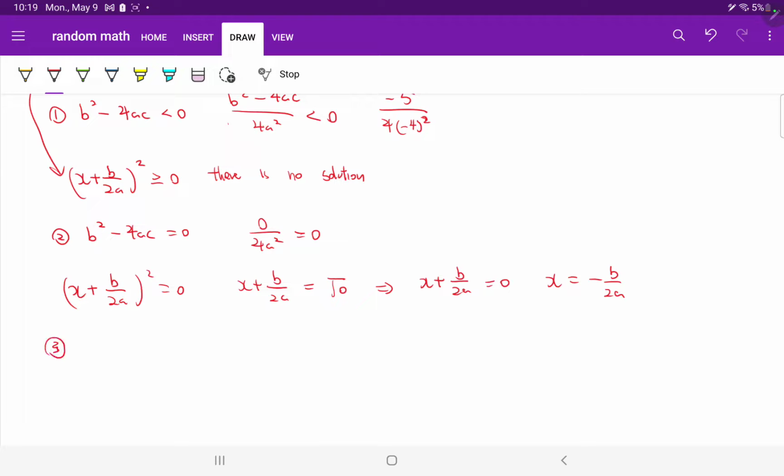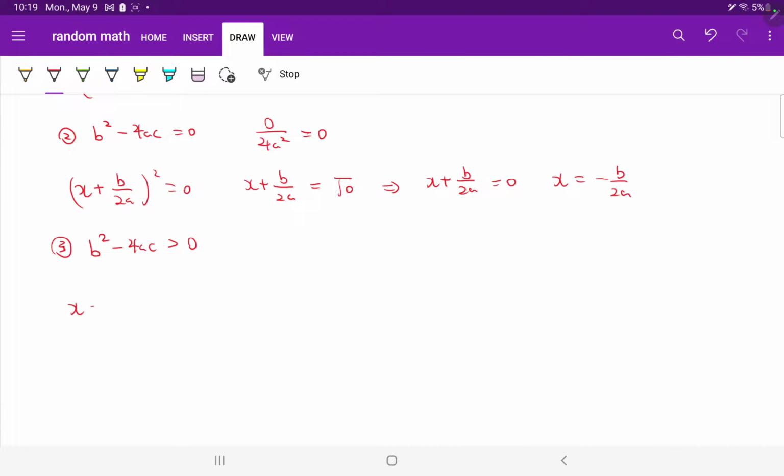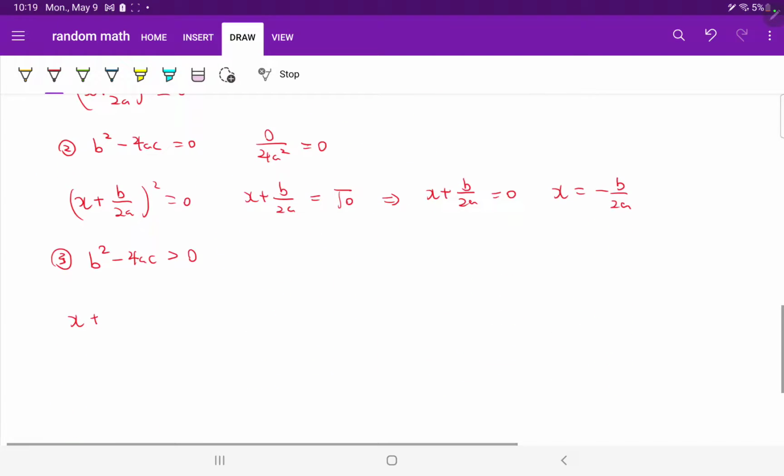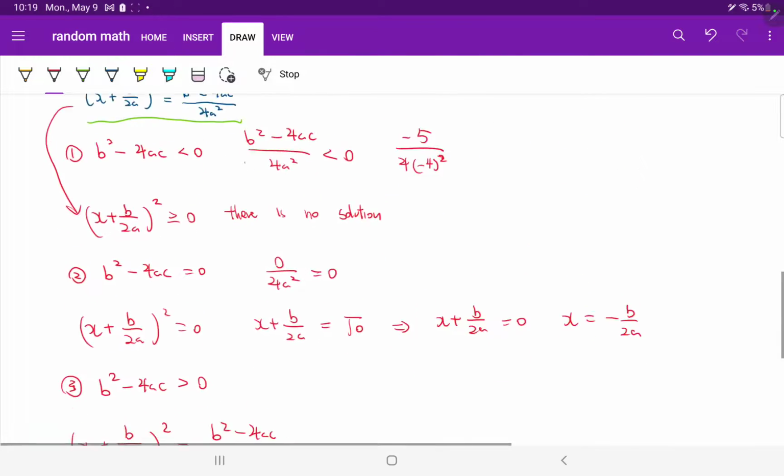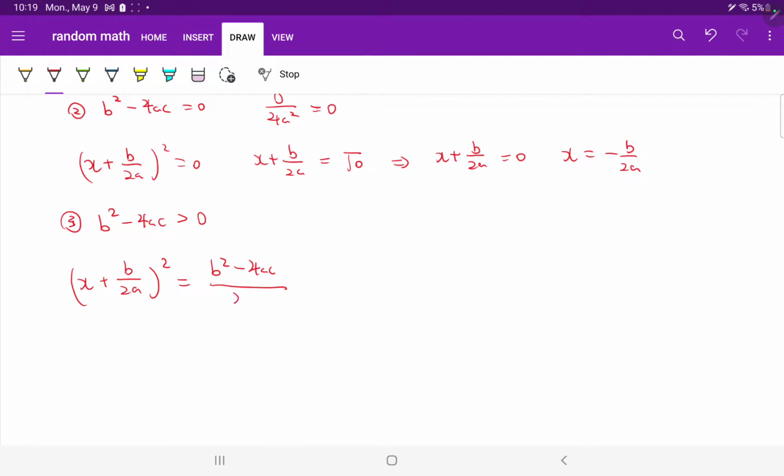Our third case, you can kind of guess it, is where things get interesting: b squared minus 4ac is bigger than 0. It's not bigger than or equal to, it's just bigger than 0. So let's solve this right here. Let's look at our original equation: x plus b over 2a, squared, is equal to b squared minus 4ac over 4a squared, right? So how do we solve this?